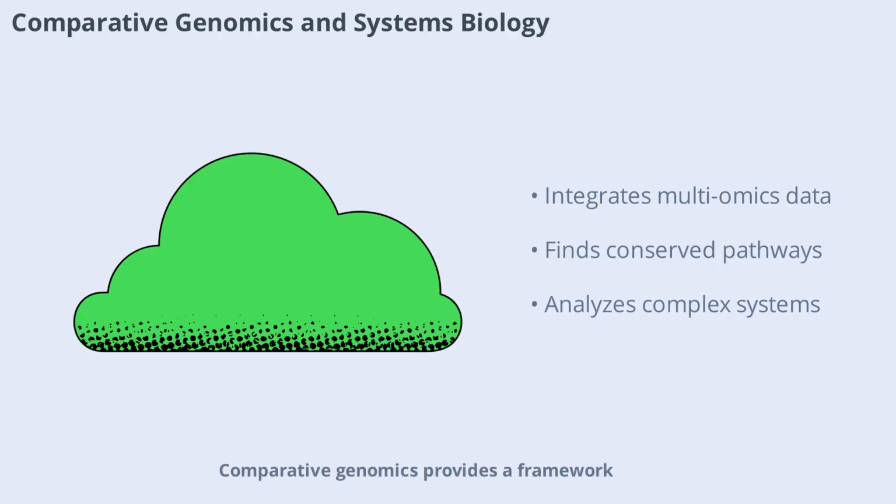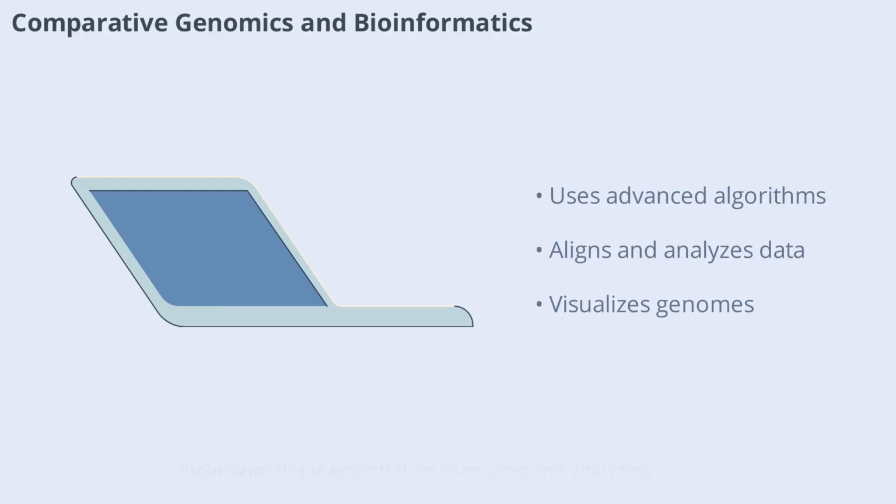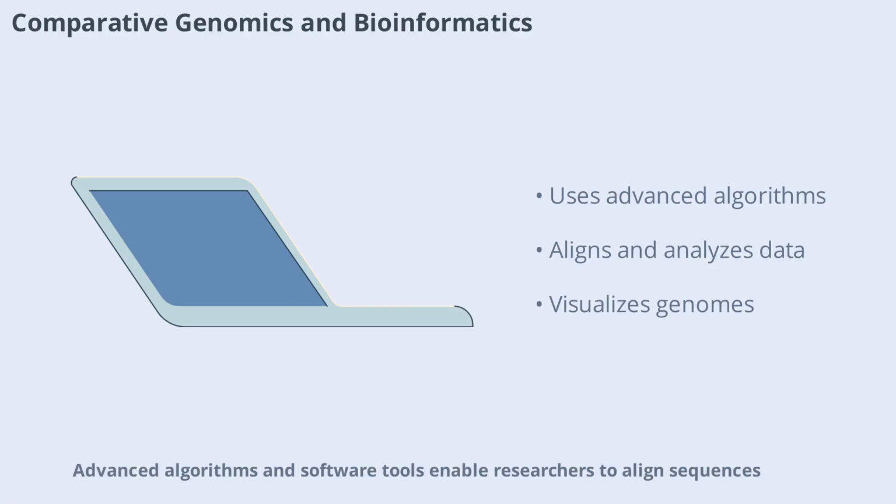Comparative genomics provides a framework for identifying conserved networks and pathways, enabling holistic analyses of cellular processes and disease mechanisms. Bioinformatics is essential for managing and analyzing the vast data generated by comparative genomics. Advanced algorithms and software tools enable researchers to align sequences, detect variants, and visualize genomic data. This computational power drives discoveries across all areas of genomics.